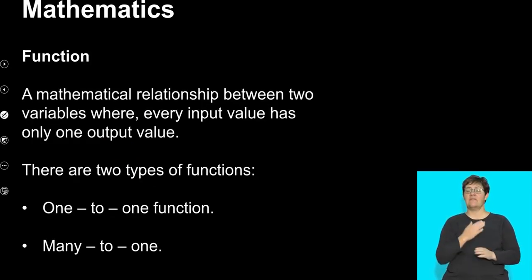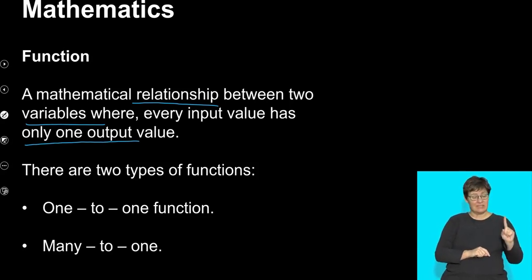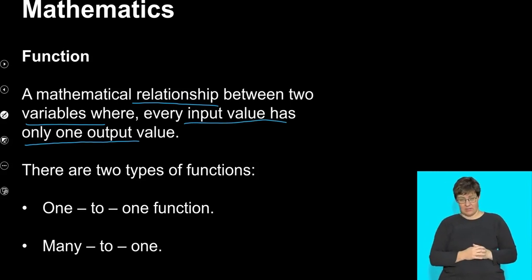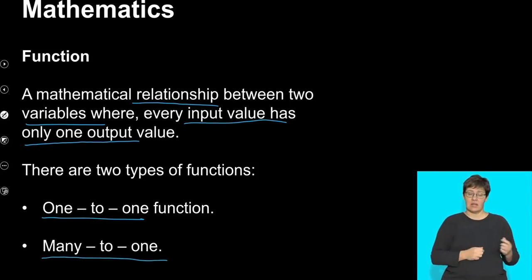Firstly, a function will be a mathematical relationship between two variables, right? But the condition of this relationship is that one input must only have one output. So every input value will only have one output value. But there are two types of these particular relationships that we are talking about. One is called one-to-one function, and then the other one is called many-to-one function.